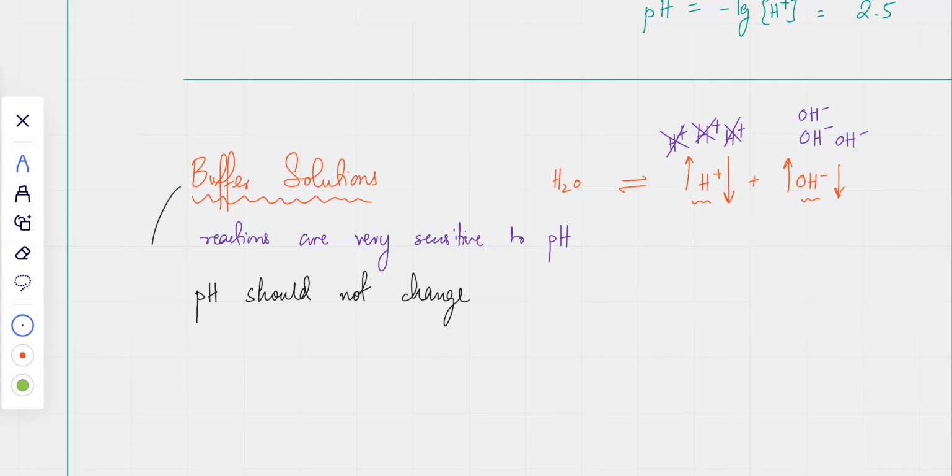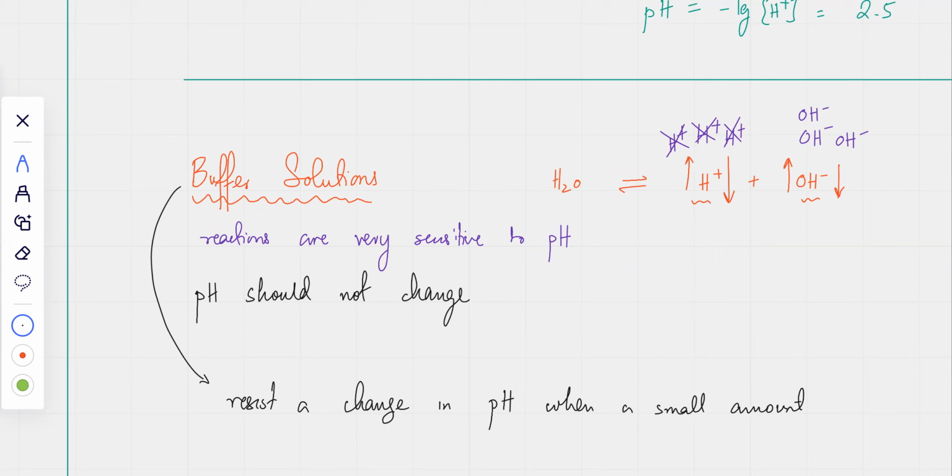So that is what a buffer is. A buffer is a solution that is going to resist a change in pH when a small amount of acid or alkali is added. Is this clear? Yes, sir. Yes.